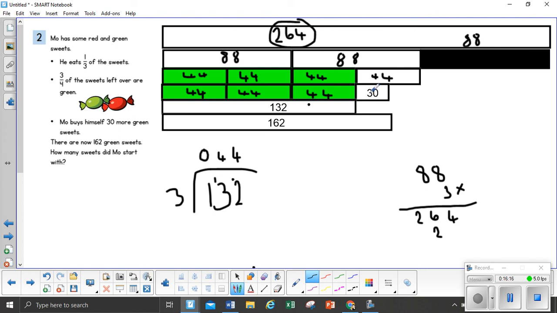So if I subtract that 30, I get left with 132, and I know that is worth 3/4 of what he's got left. So if I divide that by 3, I can find out what 1/4 is. So 1/4, 1/4, 1/4, 1/4. And 2 of these are actually worth 1 of my thirds. So I can times my thirds by 3, my 88 by 3 to get 264.